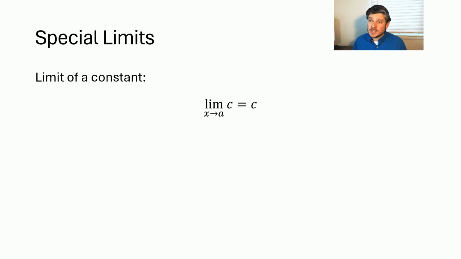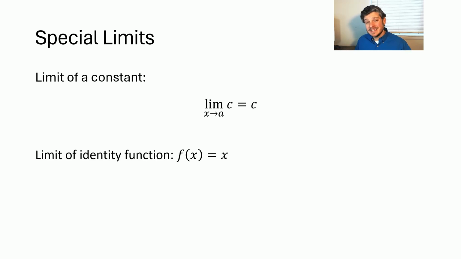Now, we have some special limits as well. The first is the limit of a constant, and this should be fairly straightforward. If I have a constant, like let's say 2, well, then it's always 2, right? It's that horizontal line. It's always going to be 2. And so what's the limit as it approaches anything? Well, it's still 2. So the limit of a constant is always that same constant.